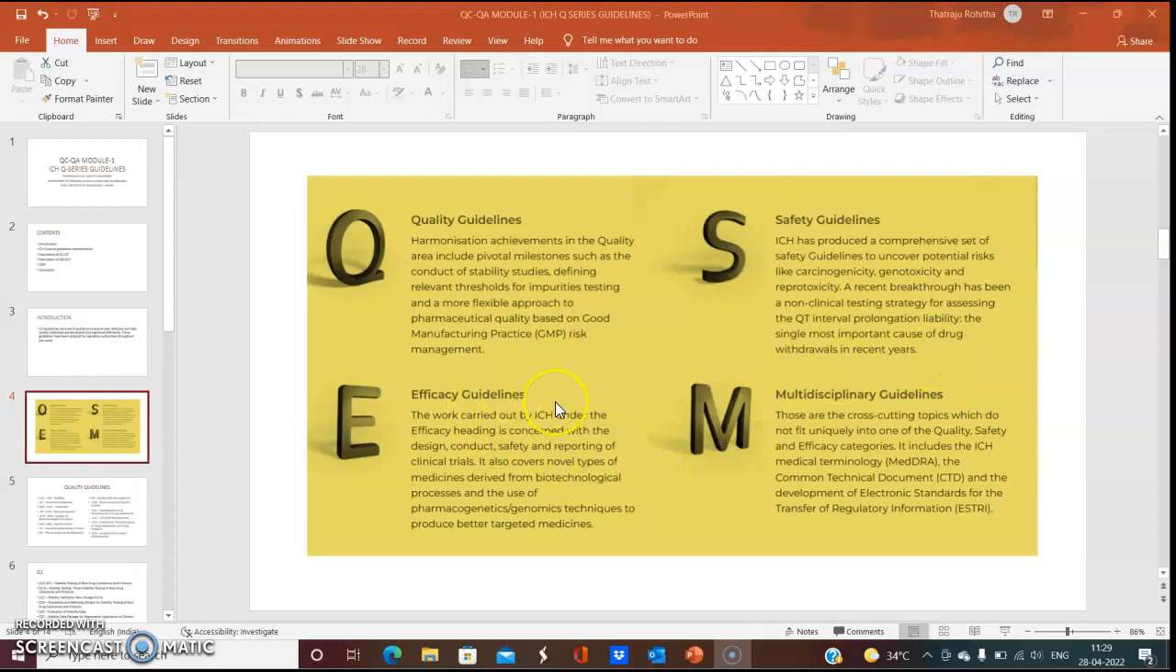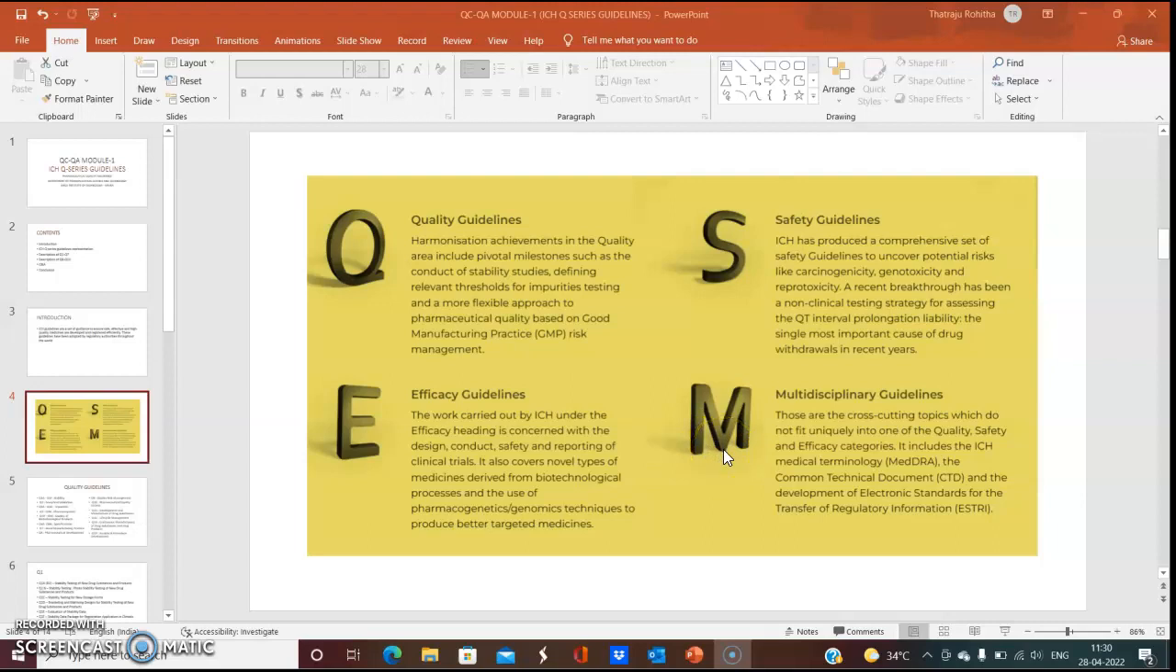Coming to efficacy guidelines, the work carried out by ICH under the efficacy heading is concerned with the design, conduct, safety, and reporting of clinical trials. It also covers novel types of medicines derived from biotechnological process and the use of pharmacogenetics or genomic techniques to produce better targeted medicines. M stands for multidisciplinary.